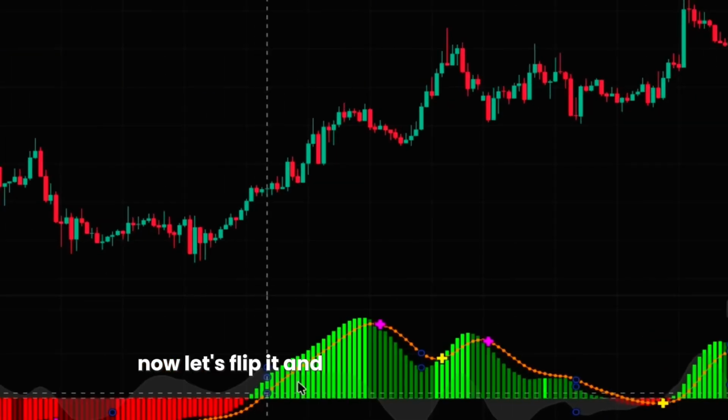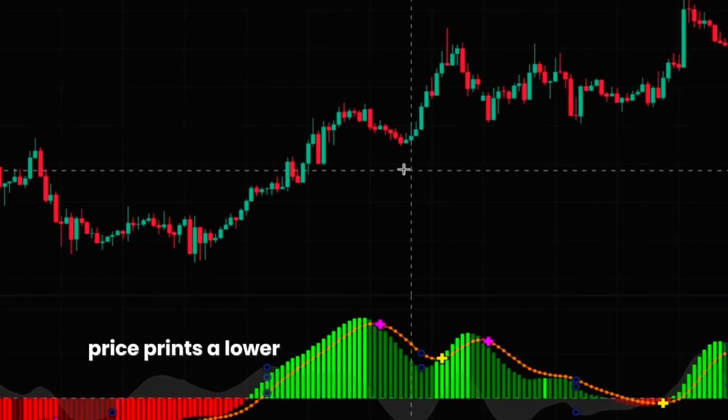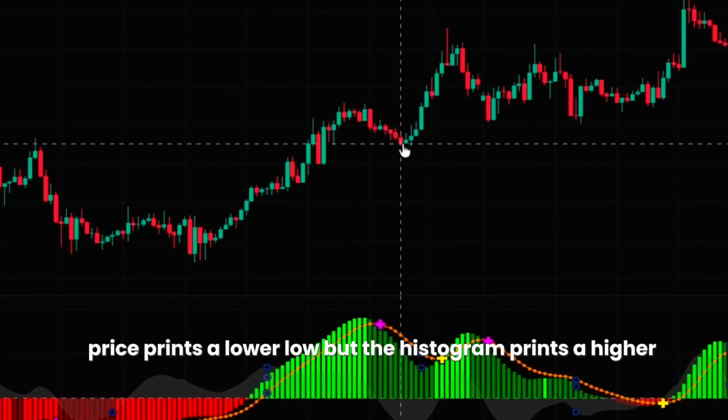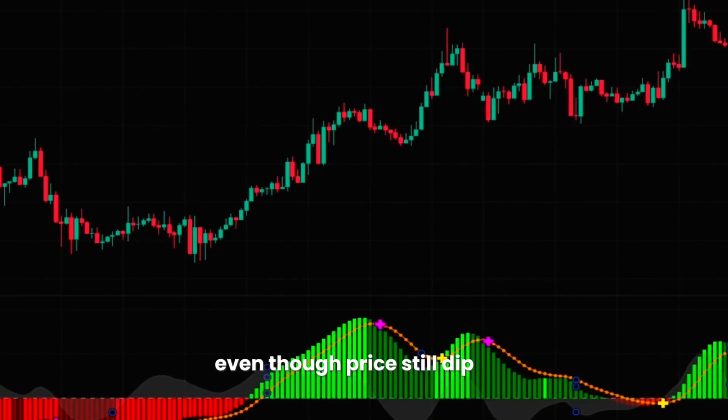Now let's flip it and do the bullish reversal setup. Bullish reversal setup. Step 1. Find divergence while the histogram is below zero. Price prints a lower low, but the histogram prints a higher low. That tells you bearish momentum is weakening even though price still dipped lower.